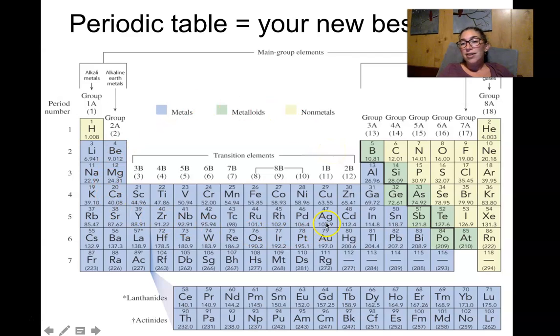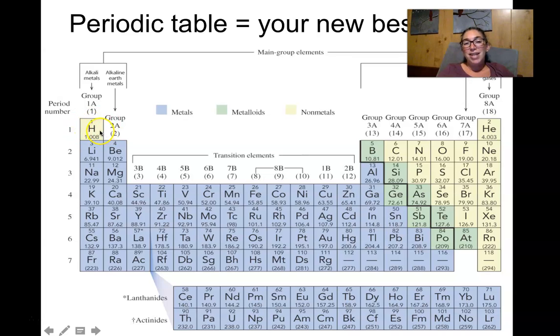So everything listed on here is a different element. Each of the boxes represents a different element, and we'll get more into talking about these different parts of the periodic table in future chapters. But some things to point out: the color coding. On the left side of the table, we've got things in blue. Those represent metals.